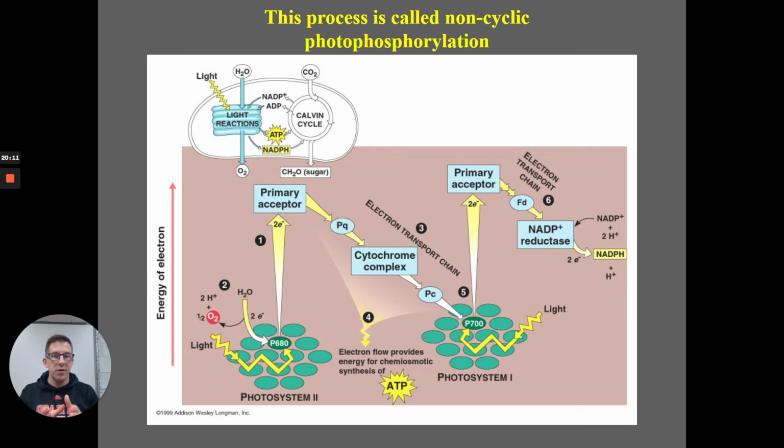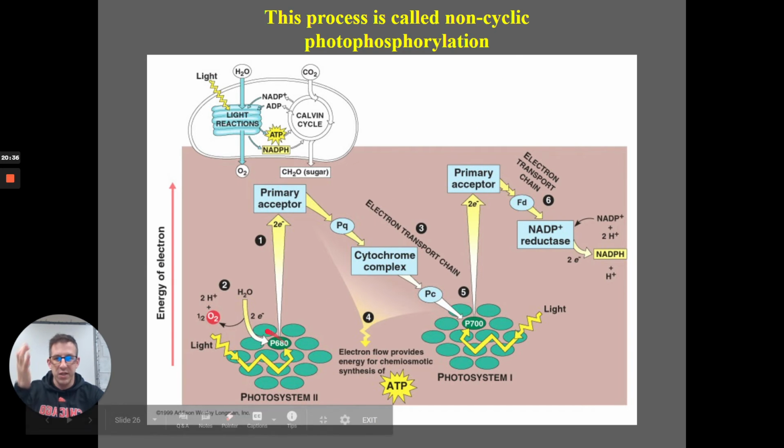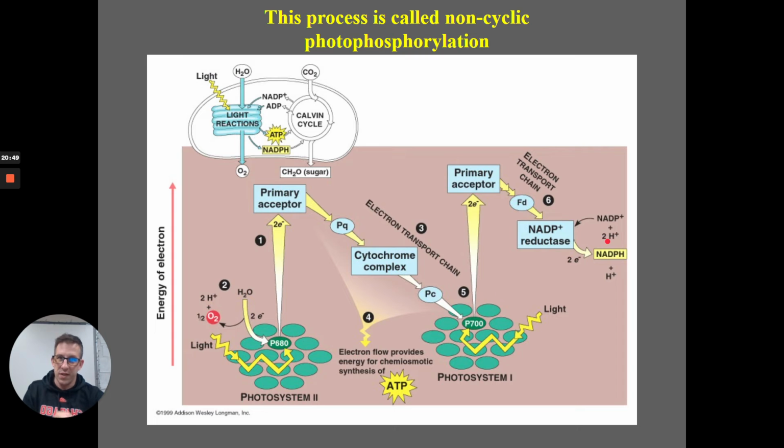This is also known as non-cyclic photophosphorylation, and this term refers to the pathway of the electrons through the process. I wouldn't put a whole lot of stock into memorizing why they call this non-cyclic photophosphorylation, but it's called non-cyclic because you start with some electrons that are produced by water here, and they have a path. They go here, and they come down here, and then they go up here, and then they end up in NADPH. There is no cycle for these electrons.